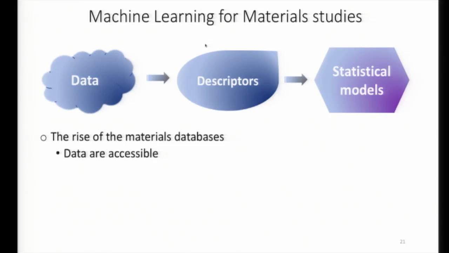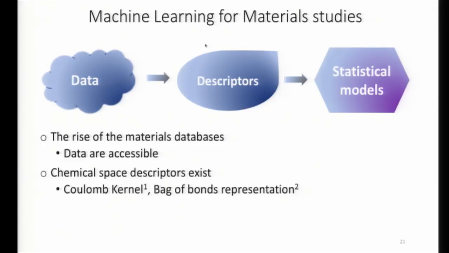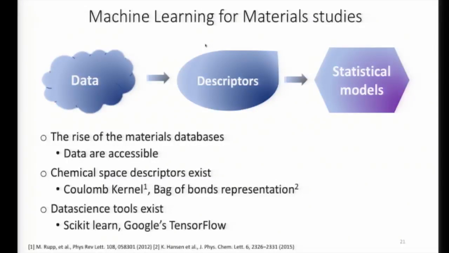There's really now the rise of the materials databases that didn't exist, say, 10 years ago. And people are working on developing these chemical space descriptors, these mathematical descriptions of molecules and crystal structures. Examples that are kind of old now, but comprise the Coulomb kernel and the bag of bonds representation. And there are also nice data science tools that exist, but you don't have to code yourself. For instance, scikit-learn and Google's TensorFlow.